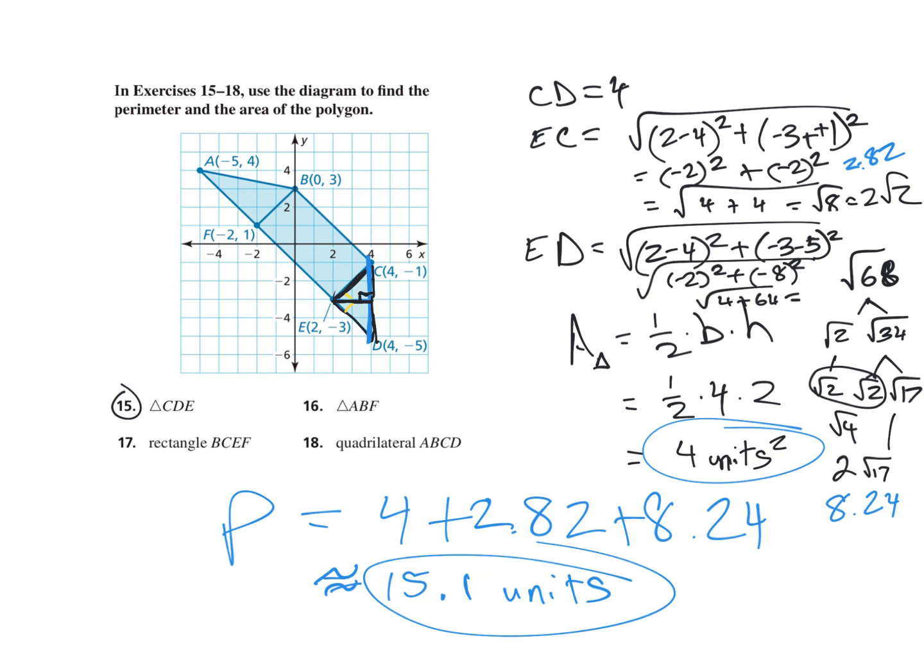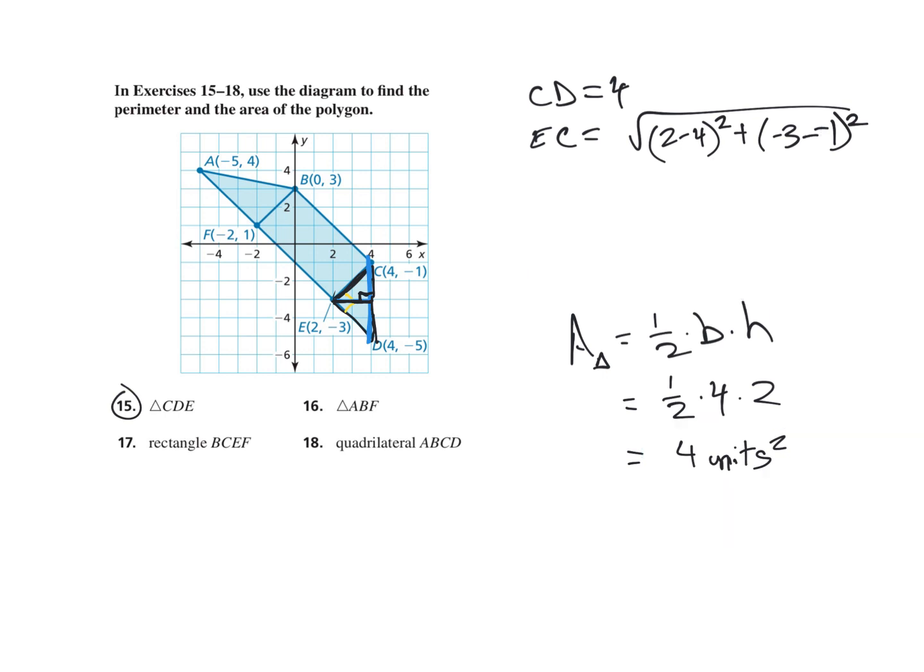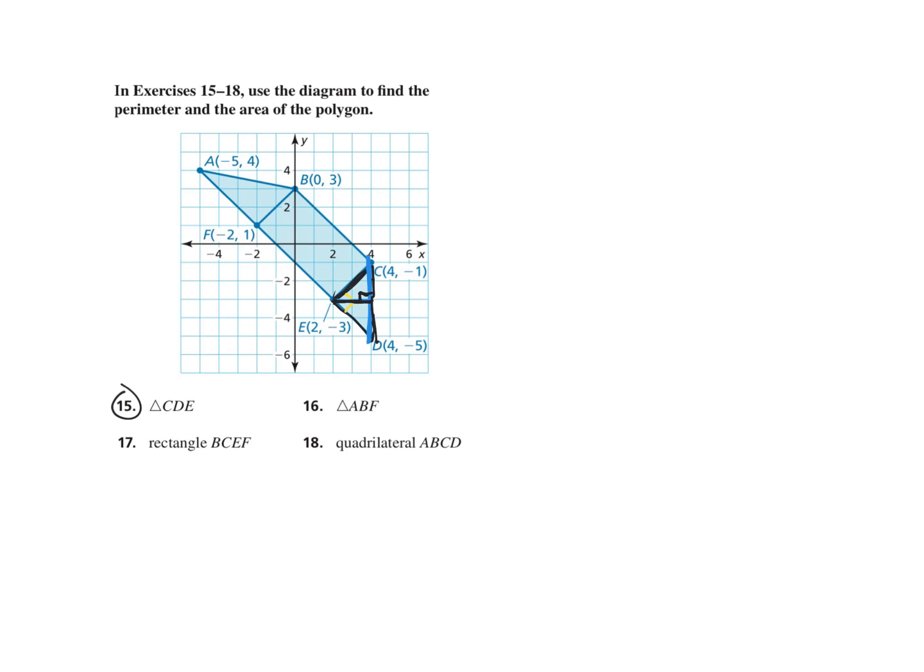All right, so let's do number 17. Go ahead and erase this part. It keeps wanting to erase my picture. All right, so now what's our next one? Number 17. BCEF.